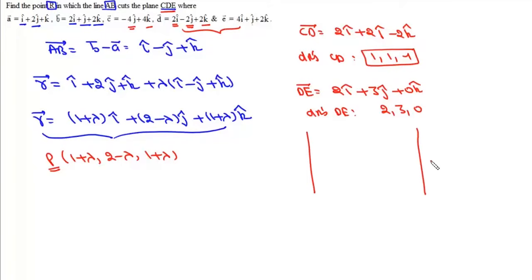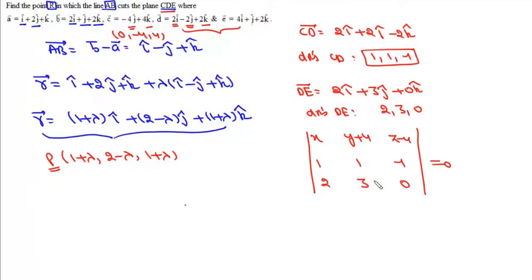Now we can write equation of this plane. The equation of this plane will be x minus x1, y minus y1, z minus z1, and for this we'll take this point as 0, minus 4 and 4. So it will be x, y plus 4, z minus 4. This is 1, 1, minus 1, and this is 2, 3 and 0. Now we'll expand this determinant.